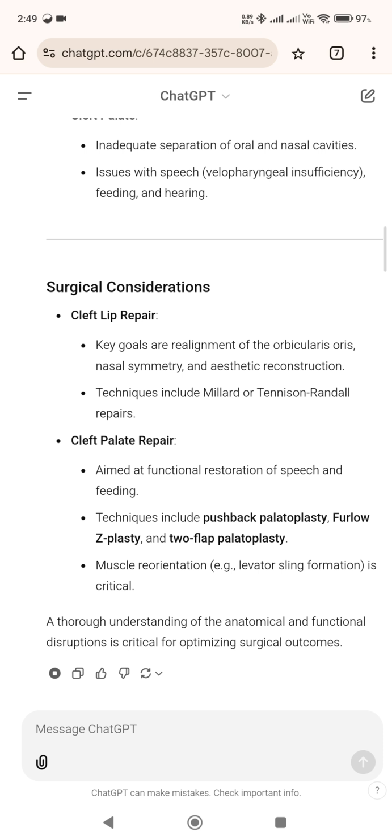Cleft palate repair, aimed at functional restoration of speech and feeding. Techniques include pushback palatoplasty, Furlow Z-plasty, and two-flap palatoplasty. Muscle reorientation, e.g., levator sling formation, is critical. A thorough understanding of the anatomical and functional disruptions is critical for optimizing surgical outcomes.